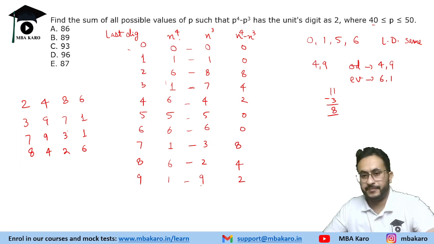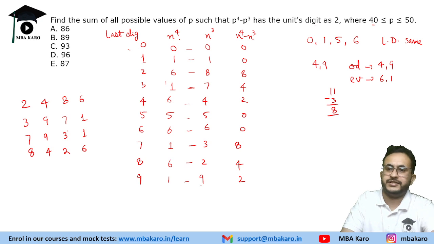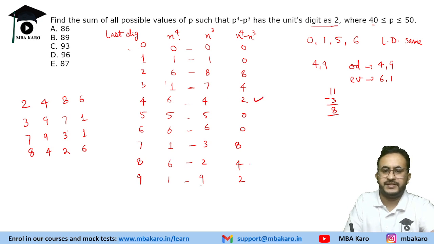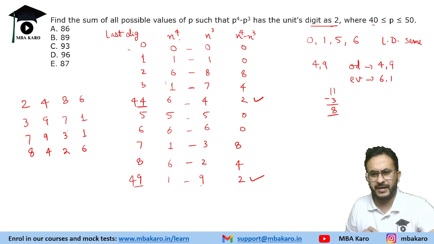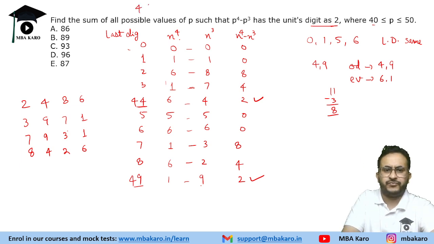Now what we have to tell, that unit digit should be 2. Which number will give this? So one number is this. Second number is this. So that means the last digit is 4 and 9. So those numbers will be 44 and 49. Okay, so it will happen in two numbers. Add the numbers, 44 plus 49. That is equal to 93.